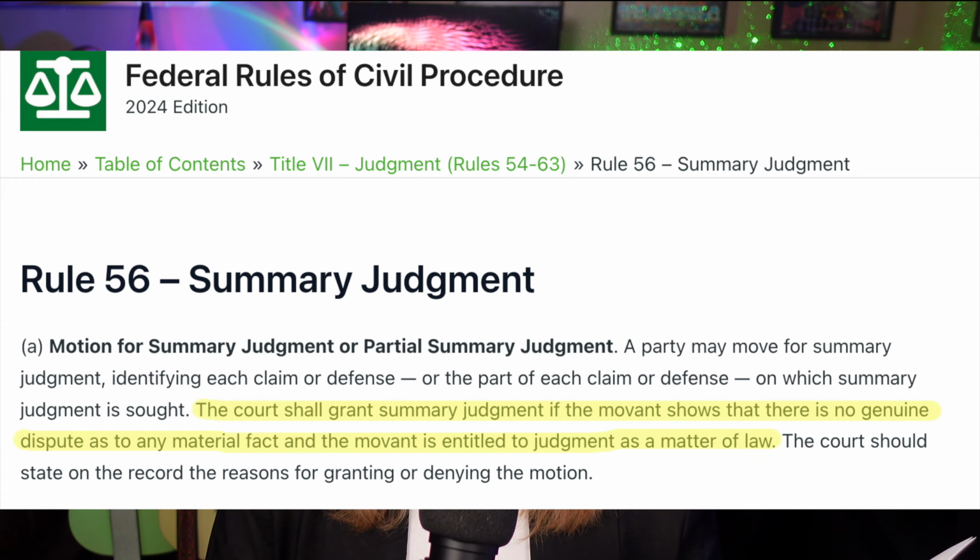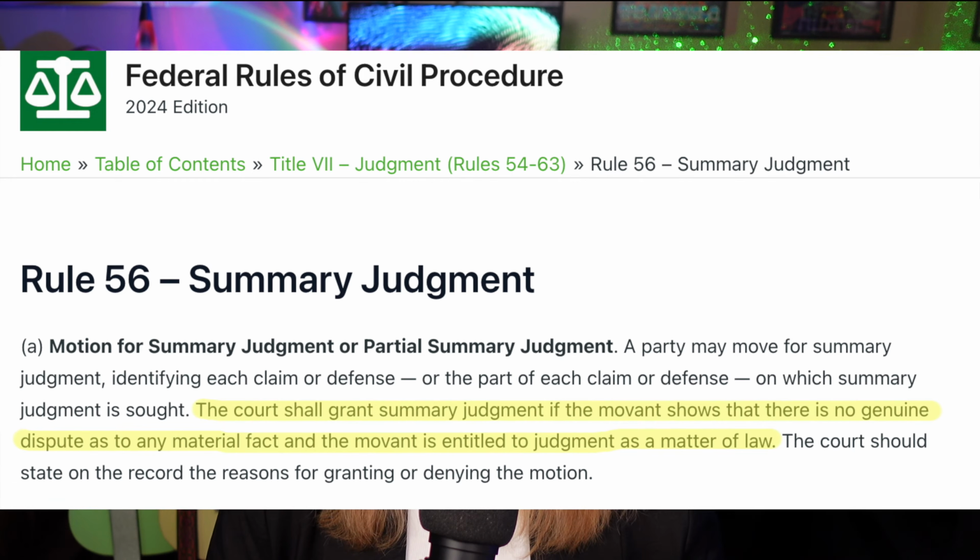Now, Rule 56 Part A says the court shall grant summary judgment if the party who submitted the motion for it, in this case our employer, shows there's no genuine dispute as to any material fact, and those facts show they should prevail as a matter of law. And if they can't show that, summary judgment isn't appropriate.